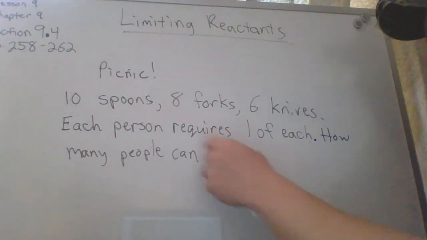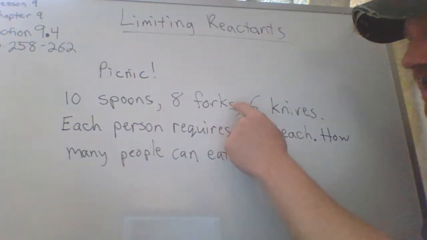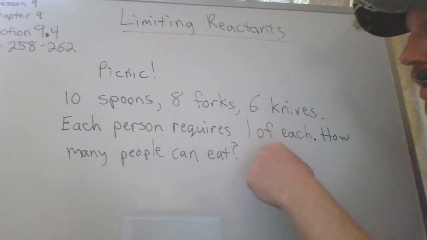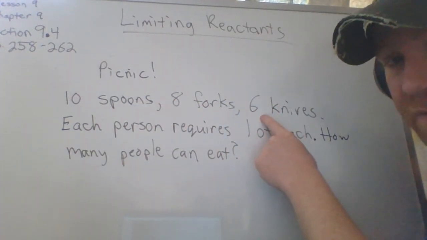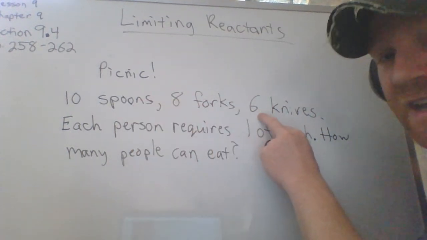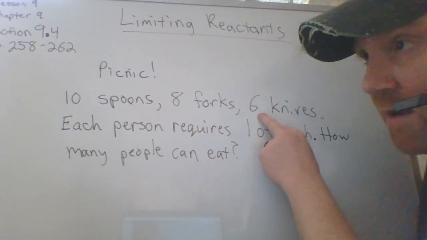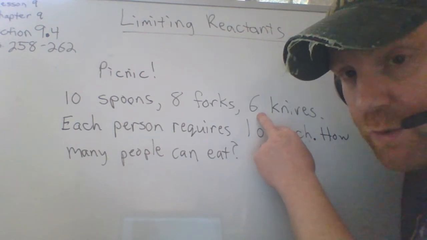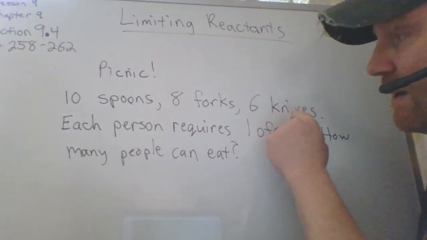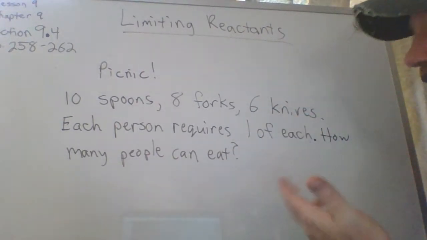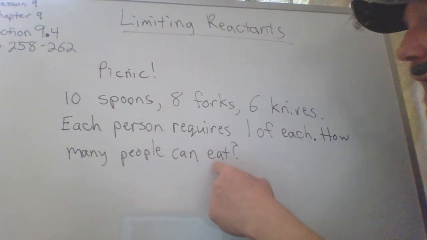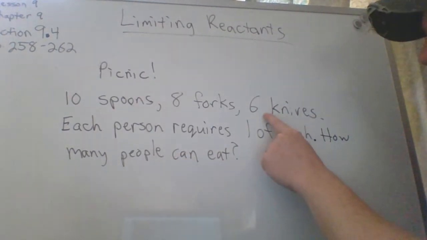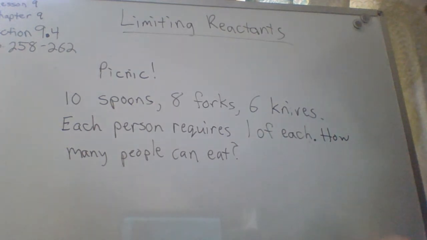How many people can you feed? Well, as you know, you don't have the same amount of each of these utensils. So it's the knives, not the spoons or the forks, that's limiting the number of people that can eat. This would be what's considered the limiting reactant. So how many people could actually eat? If each person requires one of each, you can only feed 6 people.